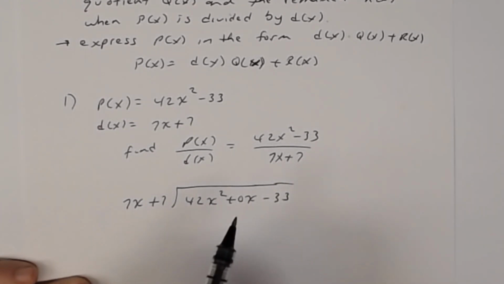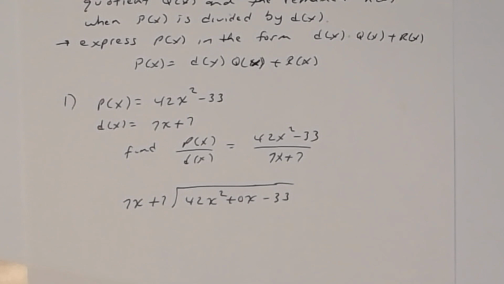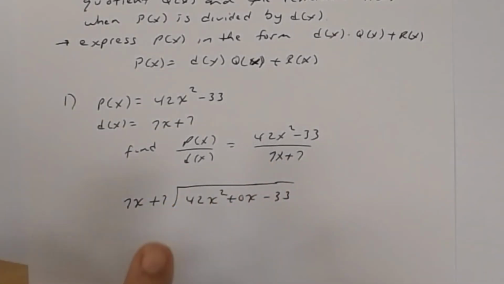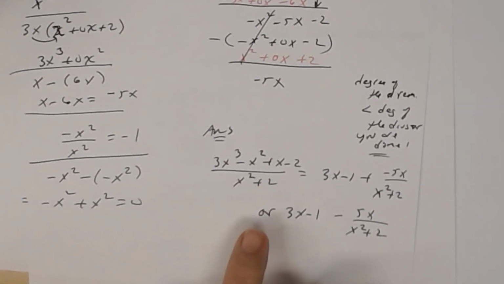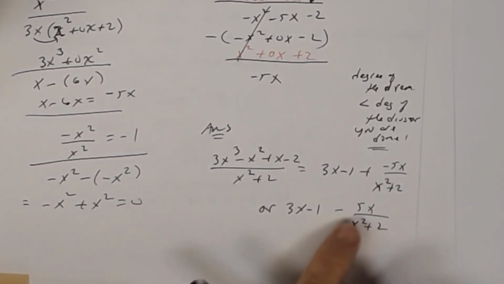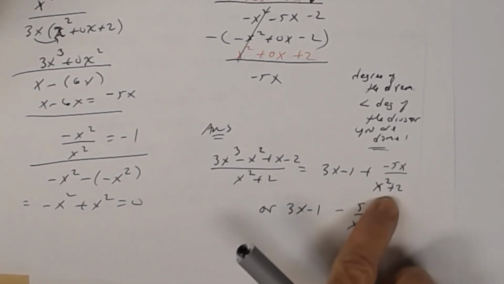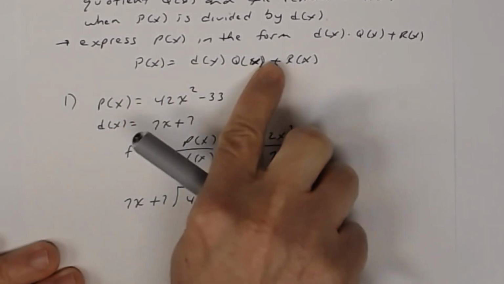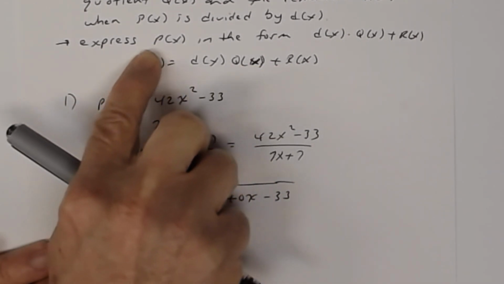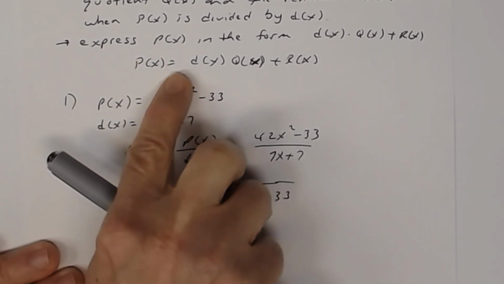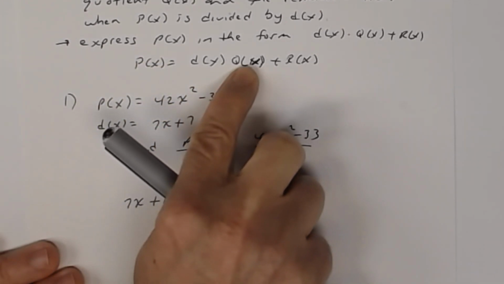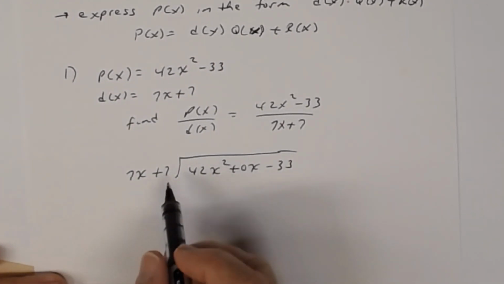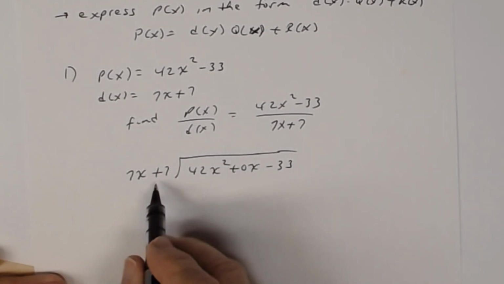Okay? Now, here's the difference between the one we just did and this one. Remember, the one we just did, we wrote the answer like we did in previous lessons. We wrote it as a quotient plus the remainder divided by the divisor. What they want you to do here, though, is to write it in that other form where you have your dividend is equal to the divisor times the quotient plus the remainder. Okay? All right. So let's go ahead and do long division.